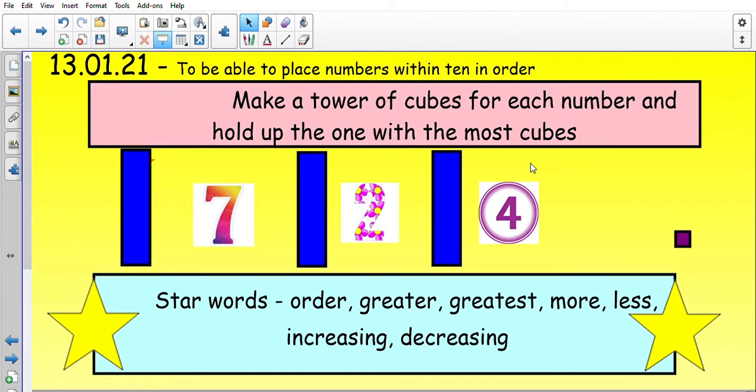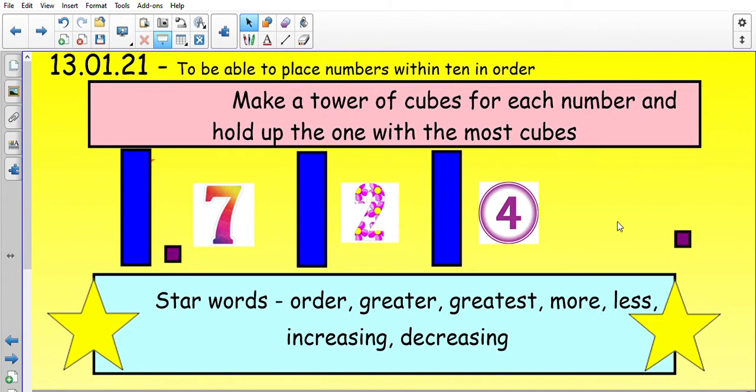Well done. Right, our first job to do today is to make a tower of cubes for each of the numbers that you can see here. And then we're going to see if we can find out the one that has the most cubes. Now, if you've got some Lego at home or some building blocks at home, maybe you could build a tower as well. But I'm going to have a go on here. So what's this number here? This number here is 7. So I'm going to see if I can build 7. If it will let me, let's try.